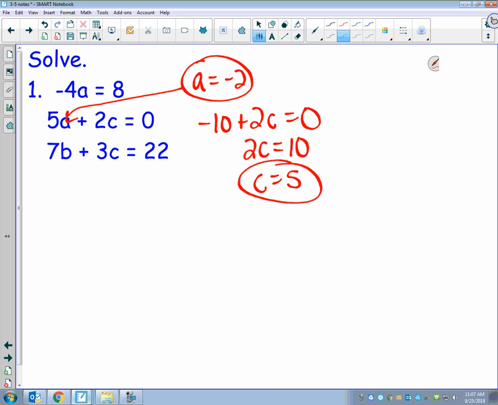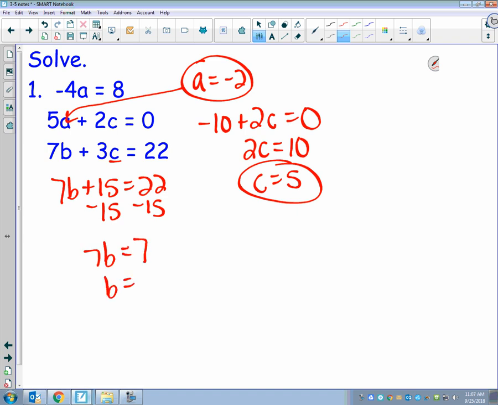And then really nicely, I can plug that into the third equation here and get 7b plus 15 equals 22. And I can subtract 15 over, and that's 7. So then b equals 7. And you can just circle your answers like that. Or if you're going to write your answers, make sure you put them in alphabetical order, a, b, and c. And if you check them all in those equations, it does work.